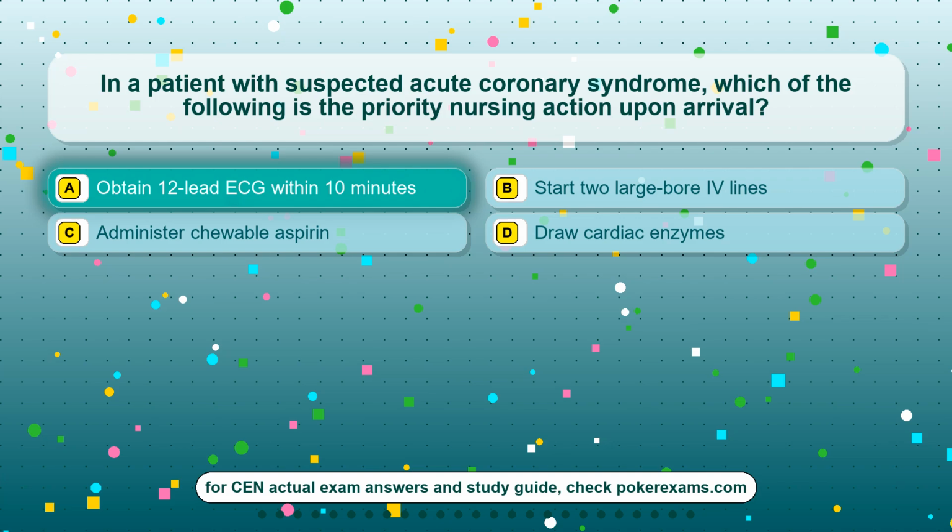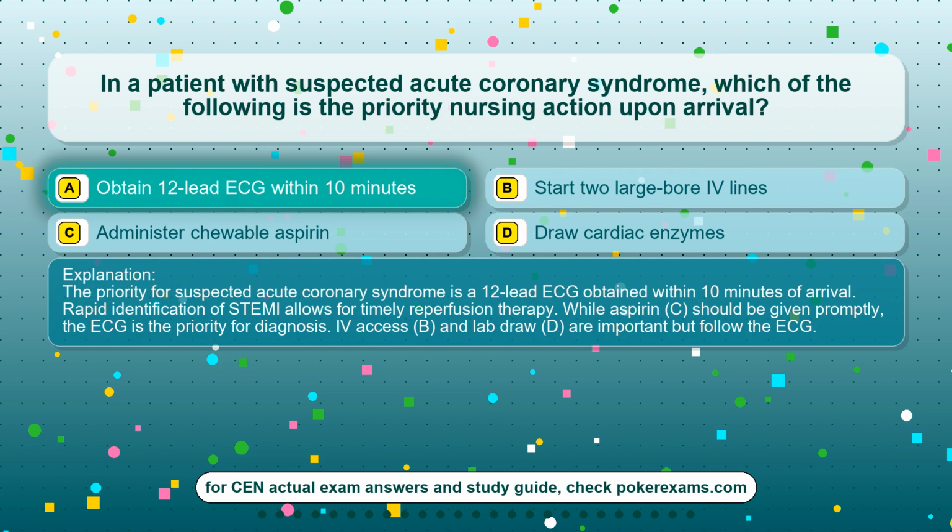The correct answer is option A, obtain 12-lead ECG within 10 minutes. The priority for suspected acute coronary syndrome is a 12-lead ECG obtained within 10 minutes of arrival. Rapid identification of STEMI allows for timely reperfusion therapy. While aspirin, C, should be given promptly, the ECG is the priority for diagnosis. IV access, B, and lab draw, D, are important but follow the ECG.